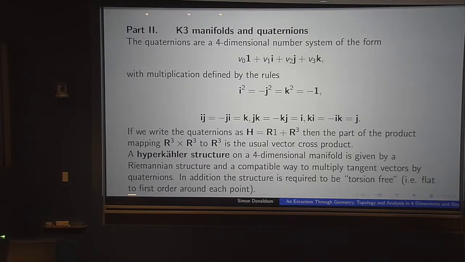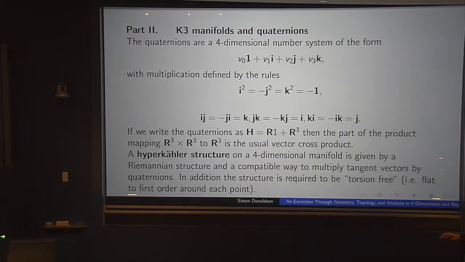So now, we said a Riemann surface is one where multiplication by complex numbers is defined on tangent spaces. A hyperkähler structure on a four-dimensional manifold is given, well, the main point is that we have a way to multiply tangent vectors by quaternions. So it's a four-dimensional manifold, and we can multiply the tangent vectors by quaternions, or another way of saying it is that the tangent space is a one-dimensional quaternionic vector space.